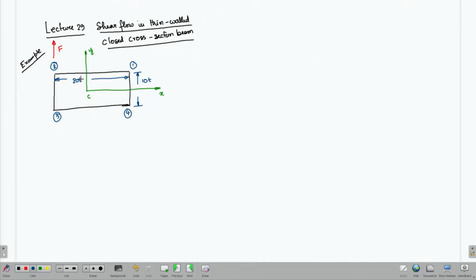Welcome back. This is lecture 29. In this lecture as well, we will be solving an example problem of shear flow in a thin wall cross section beam. So, the figure that I have drawn is a thin rectangular cross section of uniform thickness t.